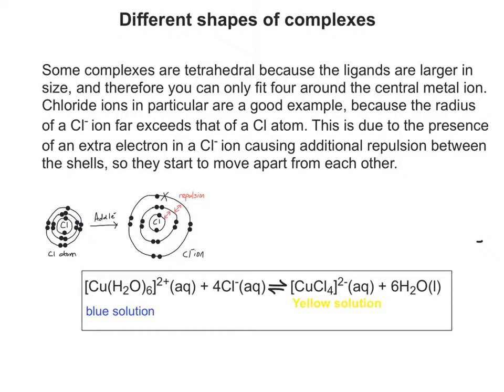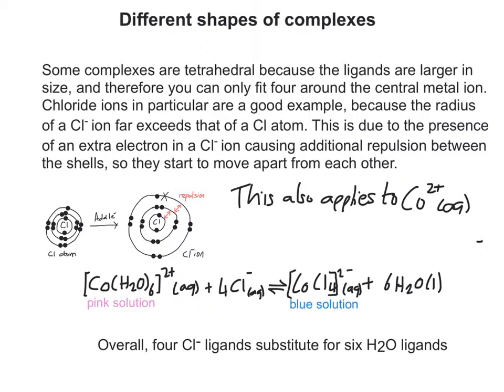And also, you can see that there's a change in shape of the 2 complexes. The first complex, CuH2O6 2+, is octahedral because of the smaller water ligands being able to fit 6 around the central metal ion, the central copper 2+. And the second one is tetrahedral because you have larger chloride ions fitting around the central metal copper. So you can see that the charges change as well due to this. We talked about this a couple of seconds ago. So the overall ligand substitution is summarised in the sentence at the bottom of the screen.